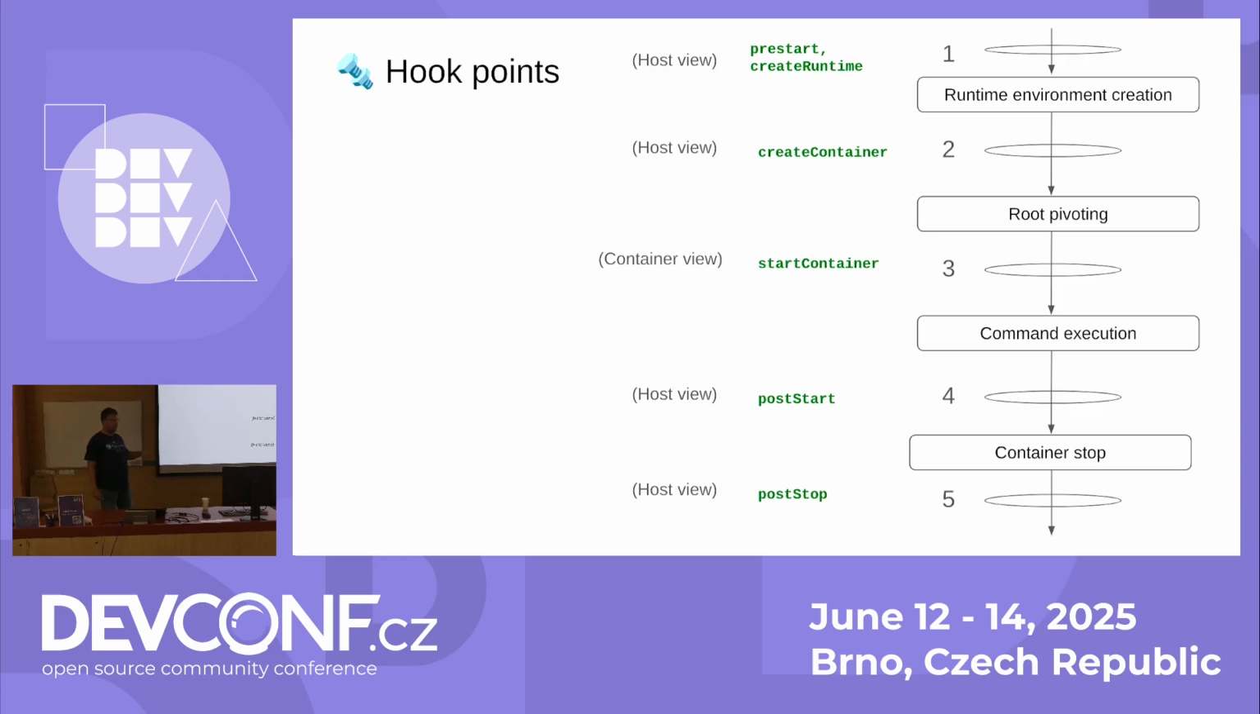All other hooks, when you run them, they see the whole picture. I mean, they are privileged. They see the whole host, and then you can do some privileged setup for your container. Post-start and post-stop are pretty trivial. In post-start, you can do some logging, for example, if you need, and in post-stop, you can do some cleanup for the custom resources.